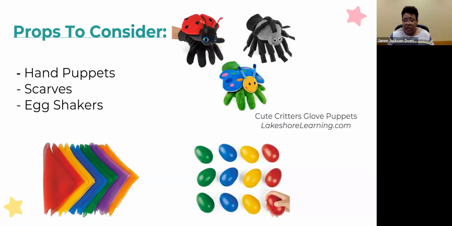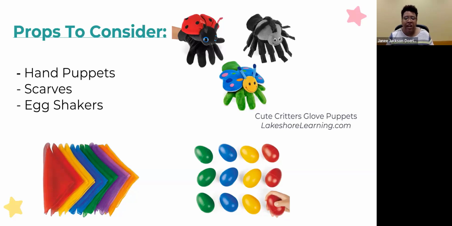So with story time, also consider having some props during your baby story time. These are a couple of props you can have. These at the top of your page are hand puppets. This is a Cute Critters glove puppet set from lakeshorelearning.com. I had this at my previous position and I ordered some for a baby storytime kit, but I love these because they're very small.